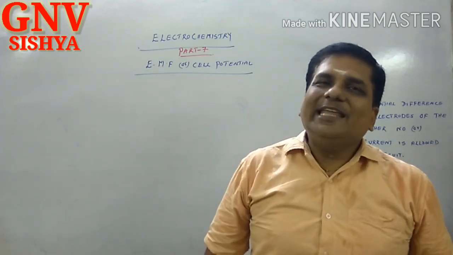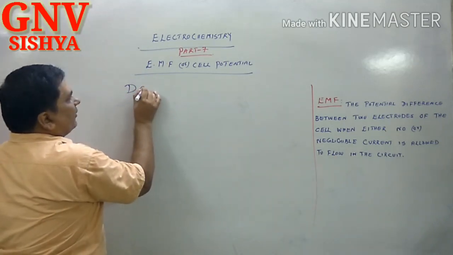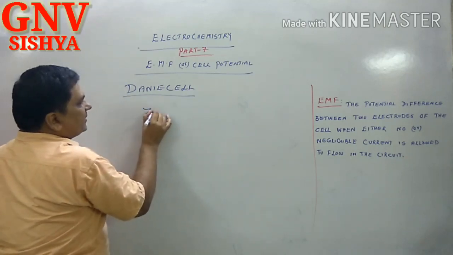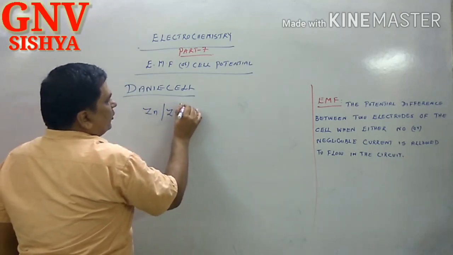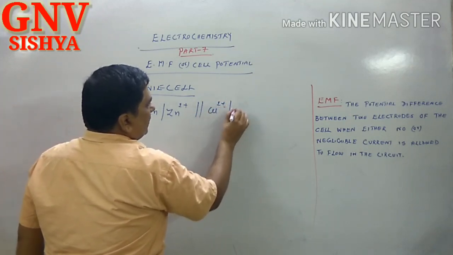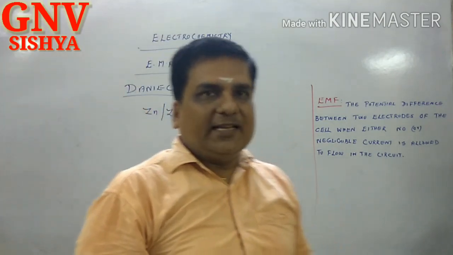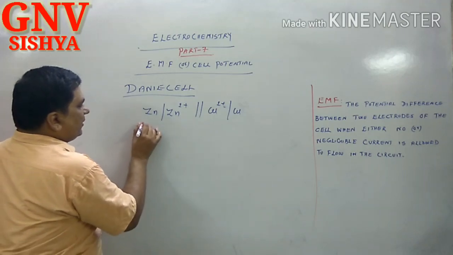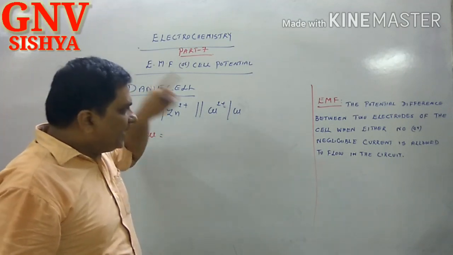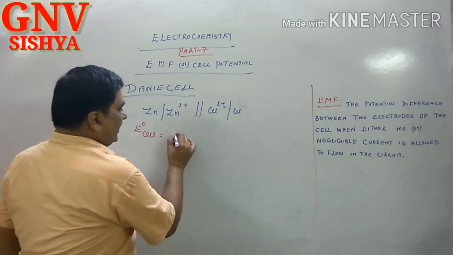Now, I would like to find out the EMF of the Daniel cell. Okay, right. First of all, what is a Daniel cell? Let us find out the EMF of the Daniel cell. Okay, shall we depict the Daniel cell? Zn bar Zn2+, salt bridge, Cu2+ bar Cu. What is our intention? To predict the standard EMF of the Daniel cell. First formula, E naught of the cell. This is the cathode, this is the anode. So, reduction potential of cathode minus reduction potential of what? Anode.